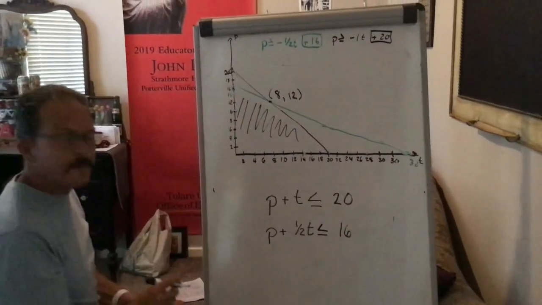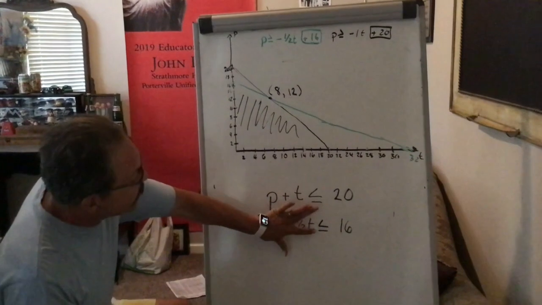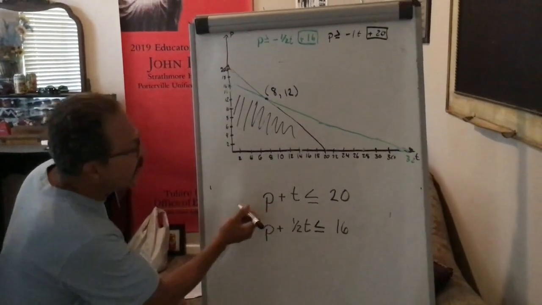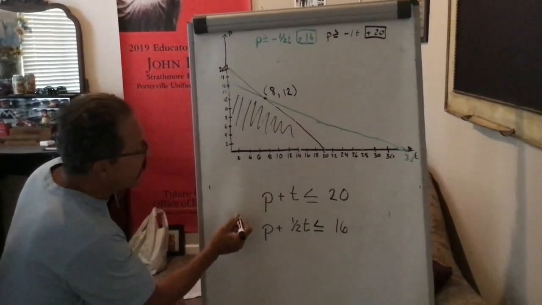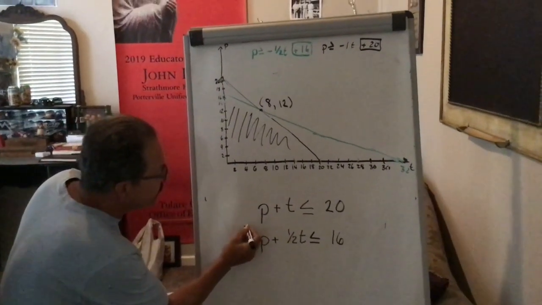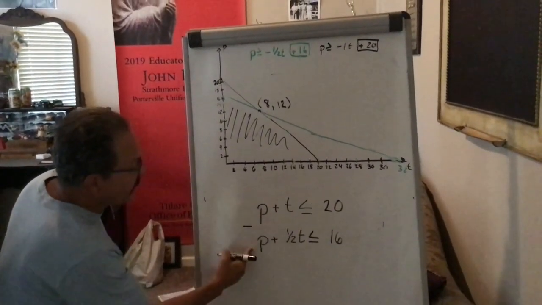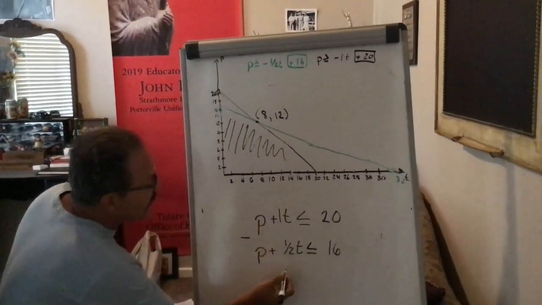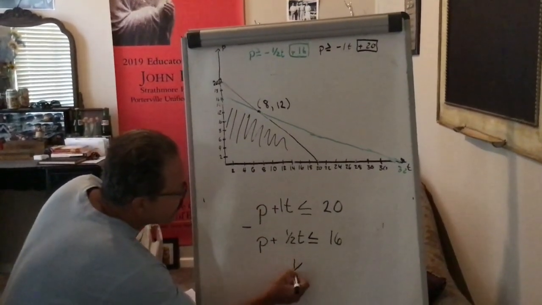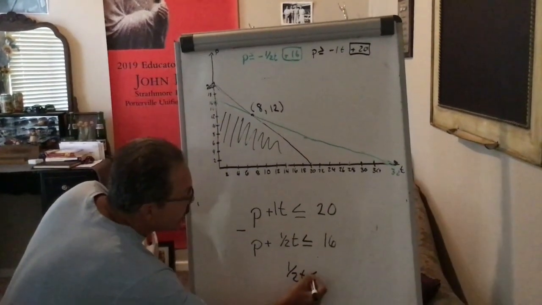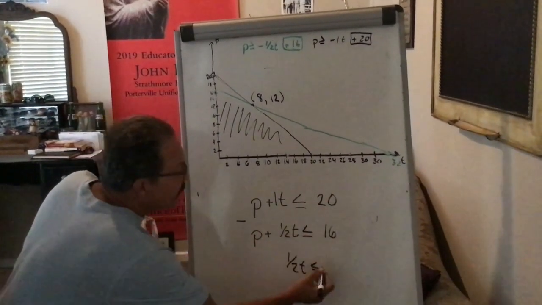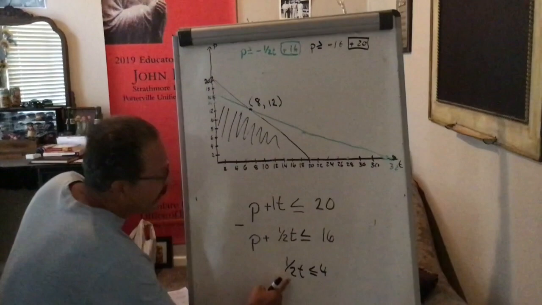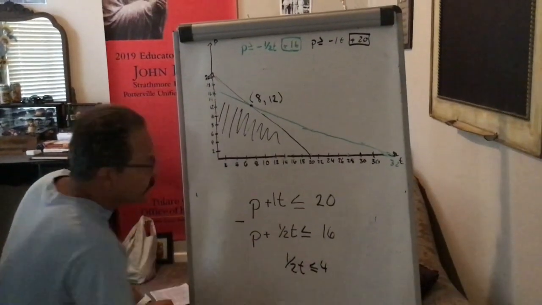One way we could solve this mathematically, since they're equal here, we could use elimination. And what I mean here is I'm going to subtract the equations. P minus p is 0. 1t minus half a t is half a t. 20 take away 16 is 4. Now half times t is equal to 4.